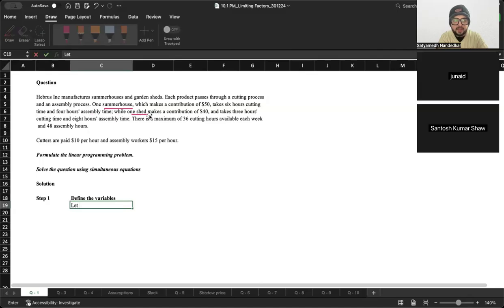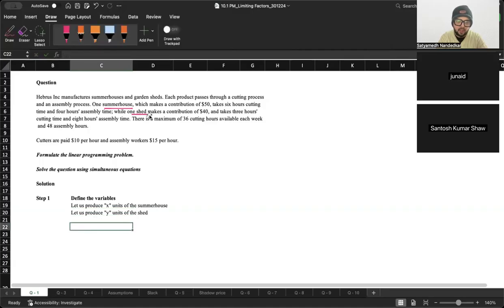Okay, let us produce X units of the summer house and let us produce Y units of the shed. Okay. Let us produce X units of the summer house and Y units of the shed.